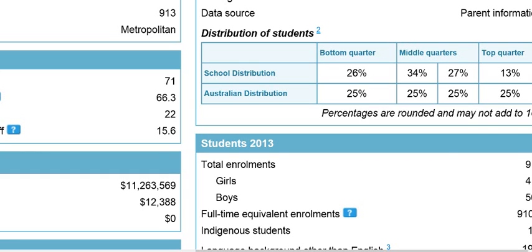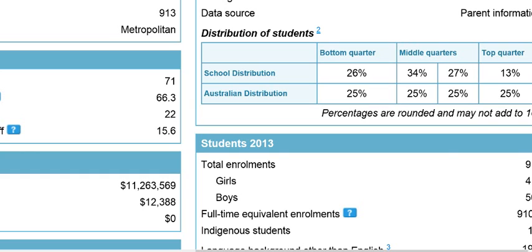So 13% of Modbury students are in the top quartile, 27 are in the top upper middle, 34 lower middle, 26 lower quartile. And each school will have a different spread for their students. Yes? Where it says full-time equivalent enrollment, how can you have 0.6 of an enrollment? Well, for example, some students in Year 11 might do 4 of their subjects here and do 2 VET courses.